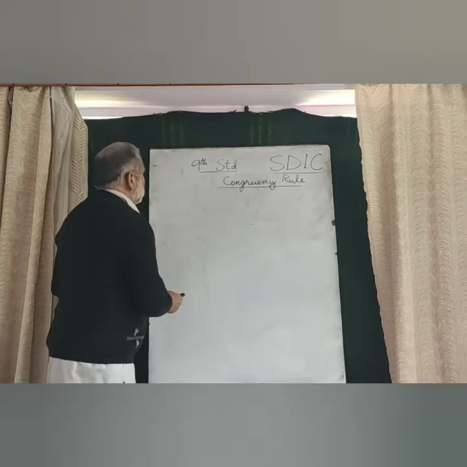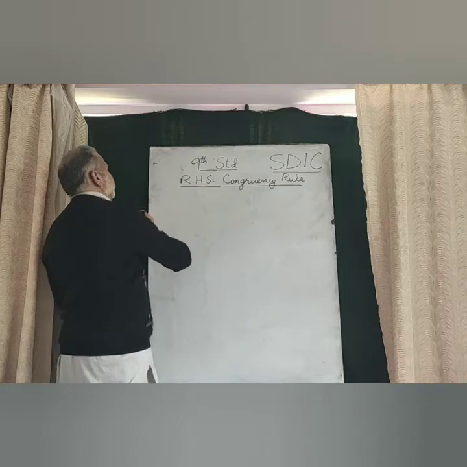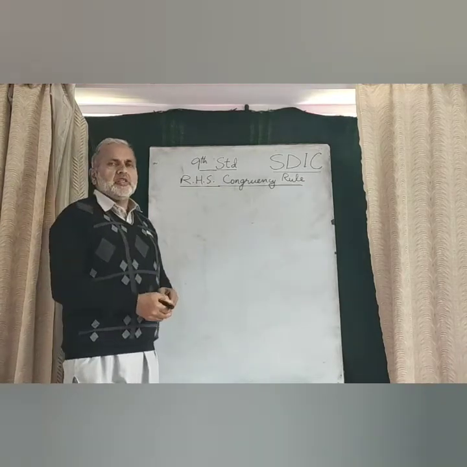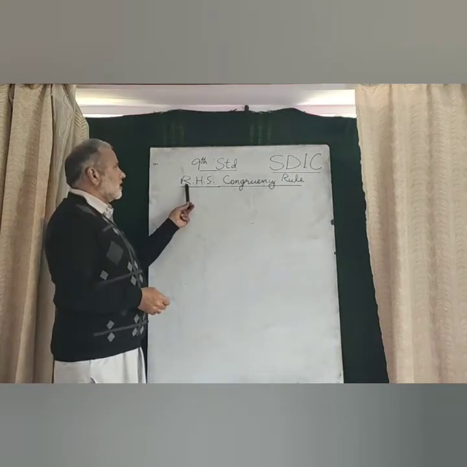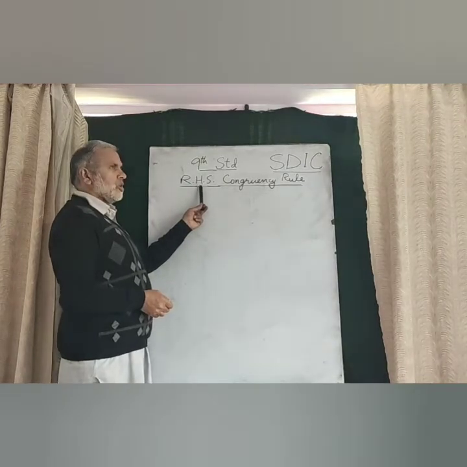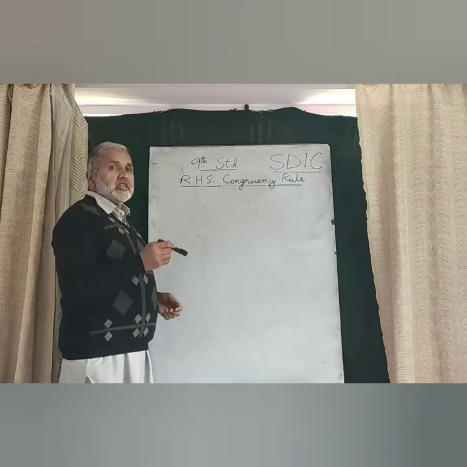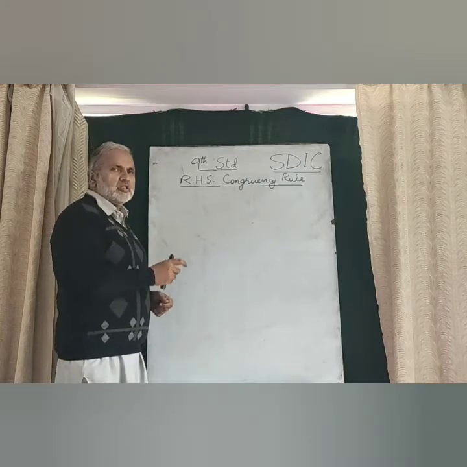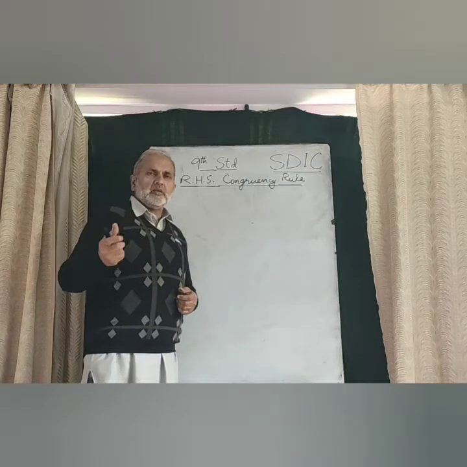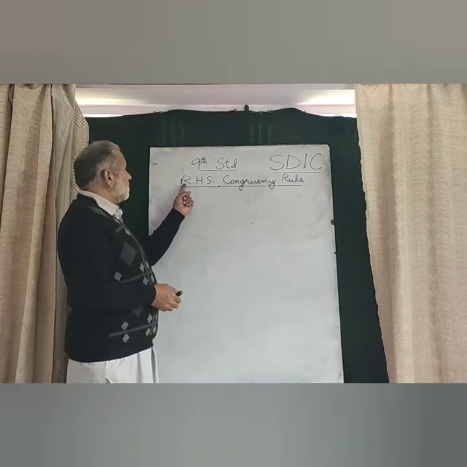Then we have another theorem, theorem number 5, which is called the RHS Congruency Rule. Here R stands for right angle, H stands for hypotenuse, and S stands for side. Previously it was SSS, all S's were involved: side, side, side. Three sides of one triangle were equal to the three sides of another triangle. Now the situation is different. It is RHS now.